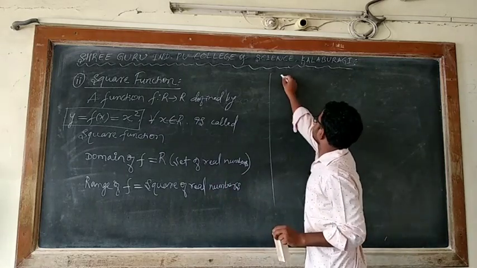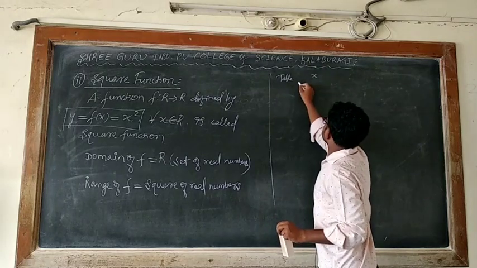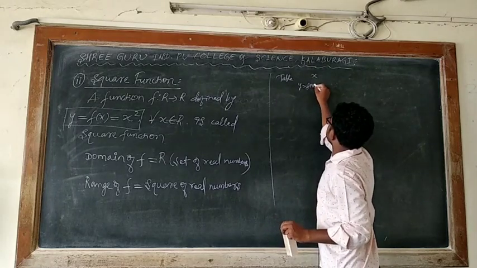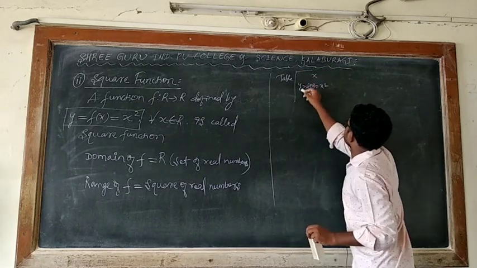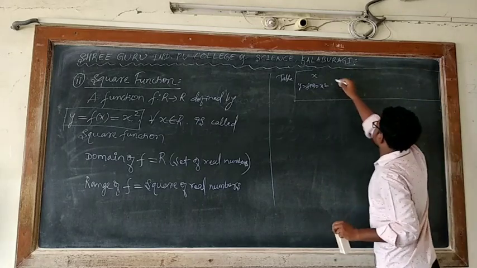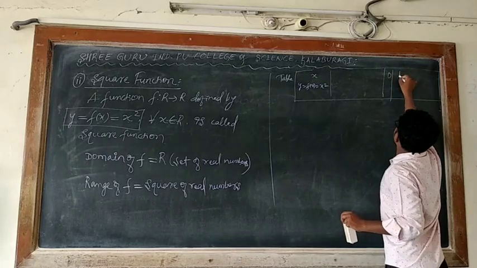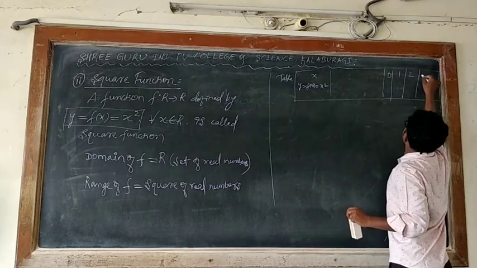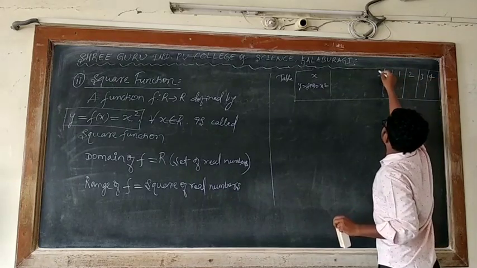Now I will take a table. The table of this function: x, and y is equal to f of x is equal to x square. This is the table. I said I will take 0, 1, 2, 3, 4. You can take still more, but I am taking only up to 4.